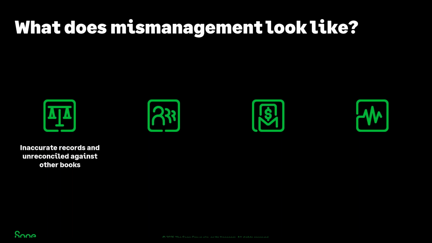Well, it starts off with inaccurate records and records unreconciled against other books. What does that mean? Inaccurate records meaning, do we know what's on our subledger? How many subledgers do we have? If we have multiple locations, where are all these subledger lists? Who's taking care of these? Who's managing them? And there's a lot of turnover when we're managing this.